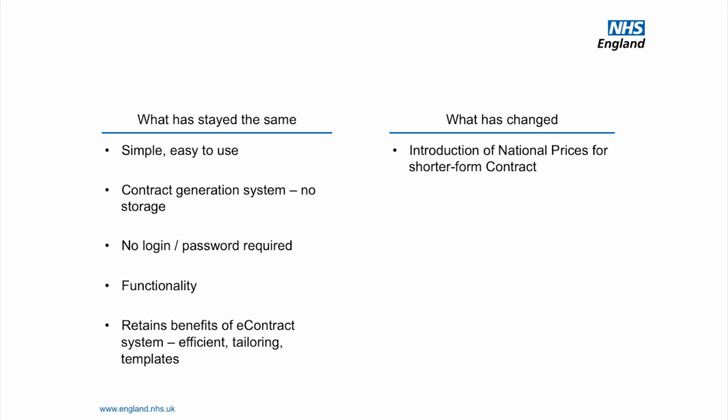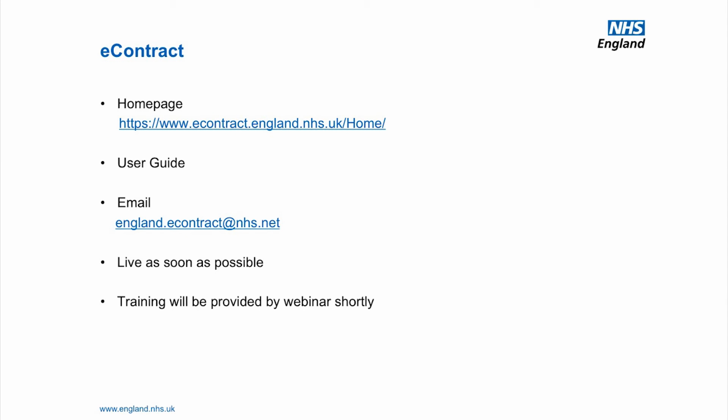form contract. The e-contract URL is the same, and there it is on the slide, and a user guide is presented on the portal so that you can work your way through it to create e-contracts. Help and assistance is available through the e-contract email address, and again that is on the slide, and e-contract will go live as soon as possible following the publication of the contracts. We'll also be providing training by webinar, and we'll email people separately about this once the e-contract system is live.